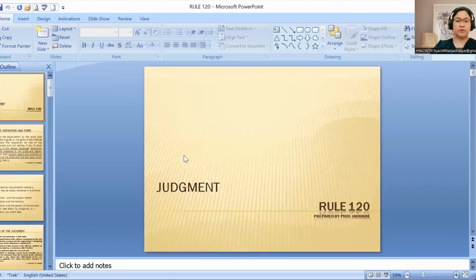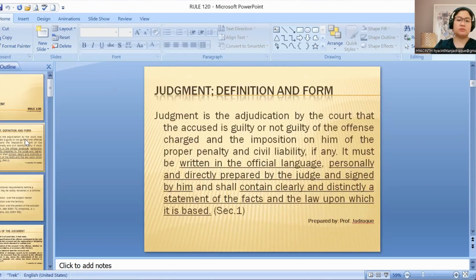Good day. Our topic for today is Rule 120 on judgment. What do we mean by judgment? Judgment is the adjudication by the court that the accused is guilty or not guilty of the offense charged and the imposition on him of the proper penalty and civil liability, if any.